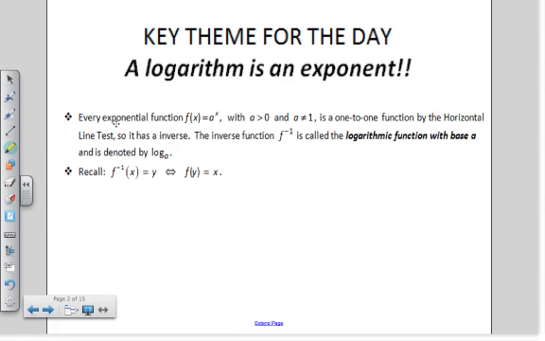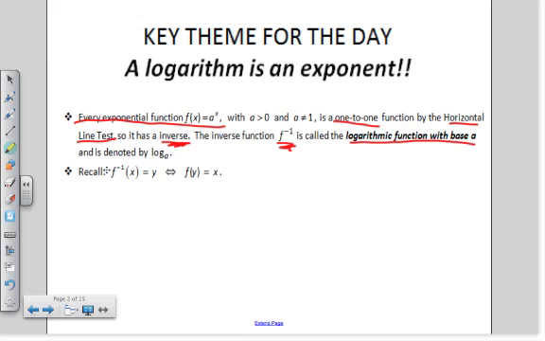So if we look at this first statement, every exponential function, a to the x, a bigger than 0 and a not equal to 1, is 1 to 1 by our horizontal line test. We graphed several of those before we did the inverses. But now we know it's going to have an inverse, and we get to use this special notation. And the logarithm function is our inverse.